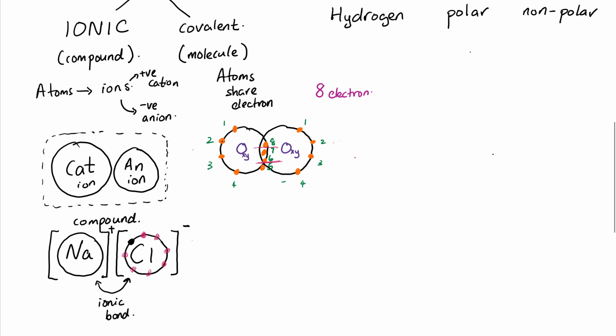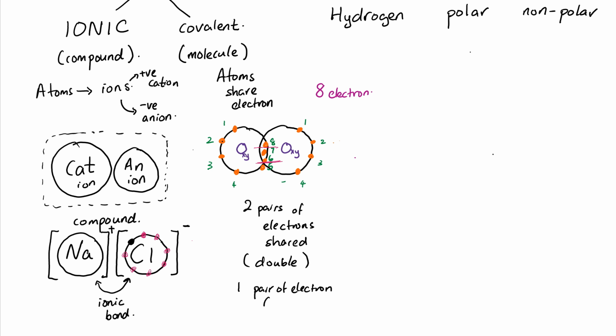And since we have 2 pairs of electrons being shared, this is a double bond. If you only have 1 pair of electrons, it will be a single bond.